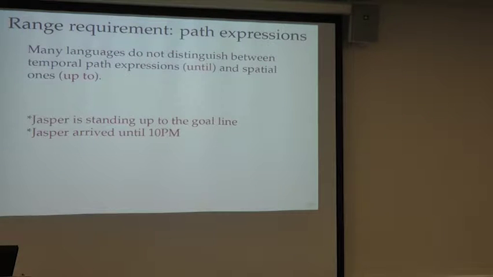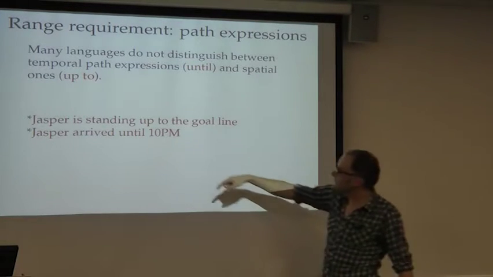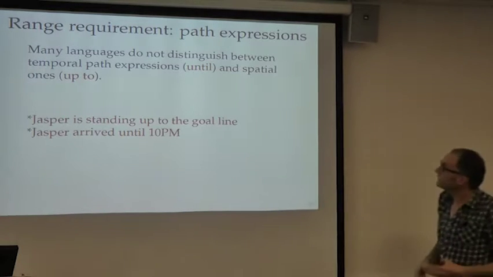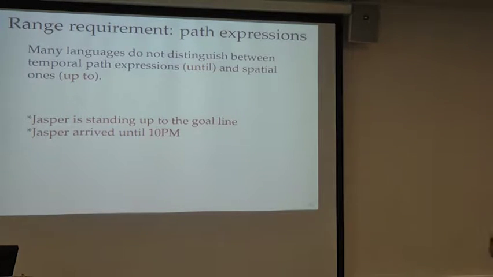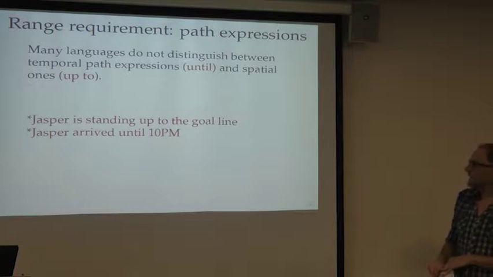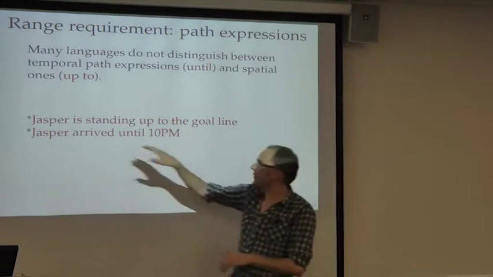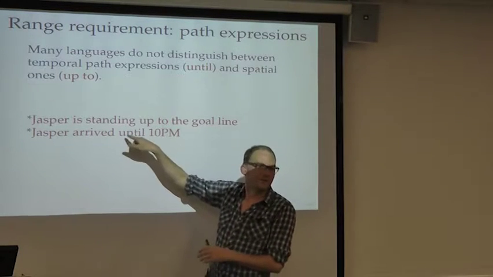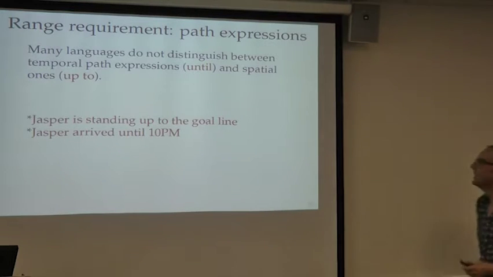Now let's see, path expressions do something similar. There are 2 kinds of path expressions. You have path expressions of space and path expressions of time, and most languages use the same preposition to talk about both. English is actually strange because it distinguishes up to and until. So these things are not compatible with something that is not directional. So Jasper is standing up to the goal line is strange, or Jasper arrived until 10 p.m. is also strange. So you've got something punctual, and you use something path-like, interval-like to talk about that.